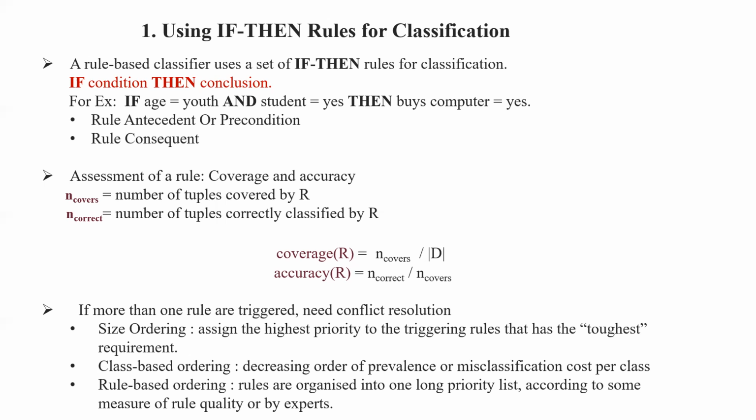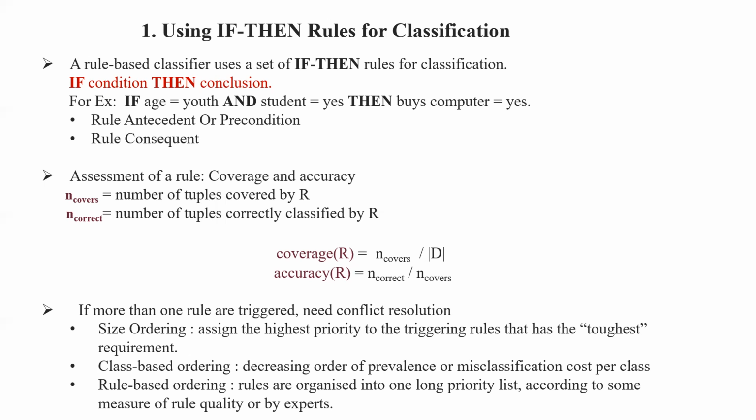If more than one rule is triggered, we need conflict resolution. There are mainly two we use, size ordering and class-based ordering. First one is size ordering. Assign the highest priority to the triggering rule that has the toughest requirements. Here, toughness is measured by the rule antecedent size, that is, the triggering rule with the most attributes satisfied. Next one is class-based ordering. The rules for the most prevalent class come first, the rules for the next prevalent class come next, and so on. It is in decreasing order of prevalence or misclassification cost per class.